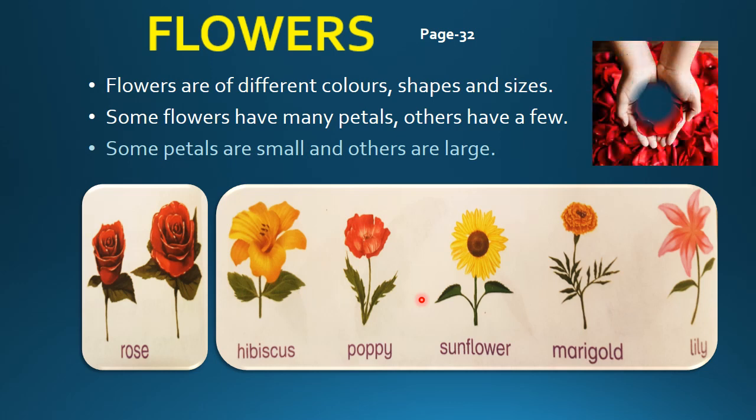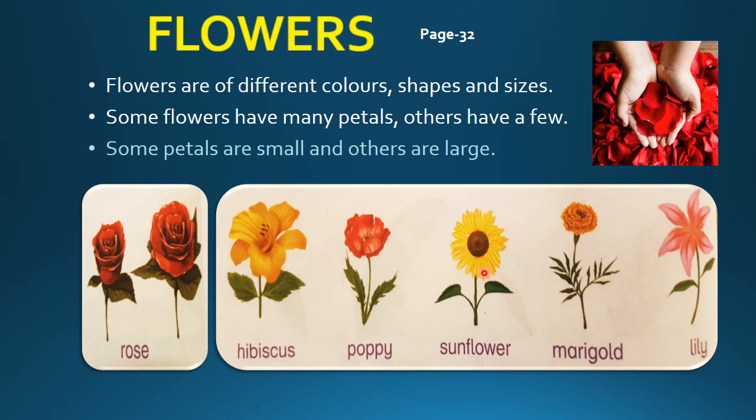Petals. Dear students, what are the petals? Petals are the colorful leaves of a flower. And petals are of different colors and of different sizes. As we can see that petals in hibiscus, they are large in size, while petals in marigold, they are smaller in size.